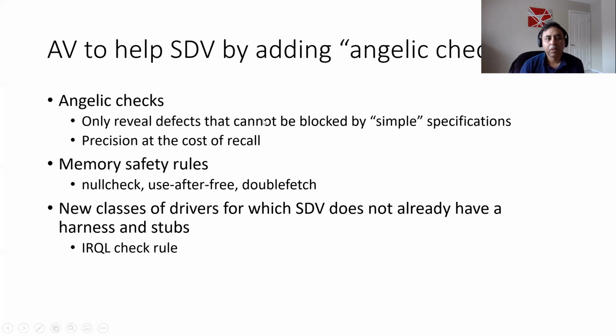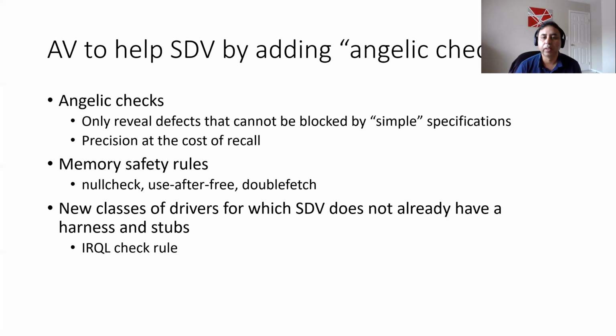Okay, so this paper describes how AV was used to help SDV, the Static Driver Verifier, by adding these angelic checks. So what are angelic checks? These are checks that reveal defects only when they cannot be blocked by simple specifications in our vocabulary, right? Simple meaning they are in our vocabulary and they are permissive. So in a way, it is prioritizing precision at the cost of recall. It might hide a few real defects because the specification might be too strong or incorrect.